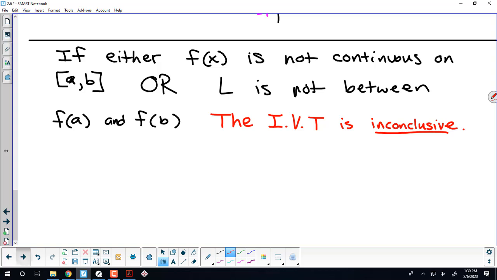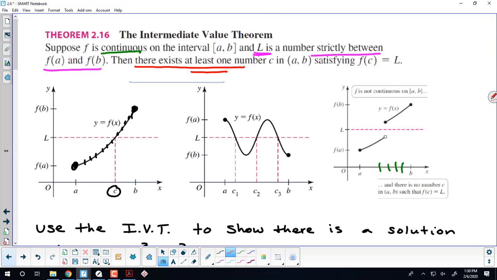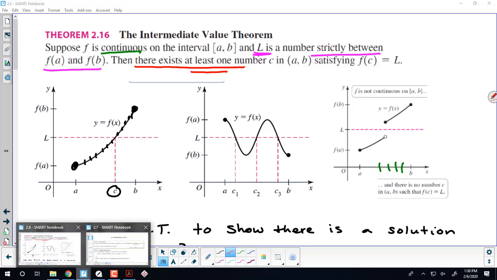But, all right, I think that's the end of 2.6. Are there any questions on 2.6? All right, then we'll move on to 2.7.